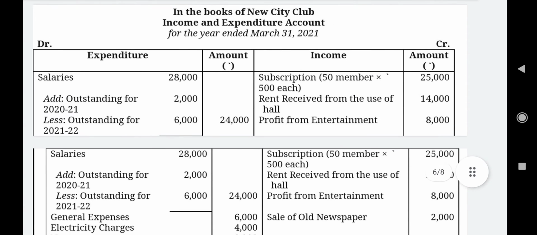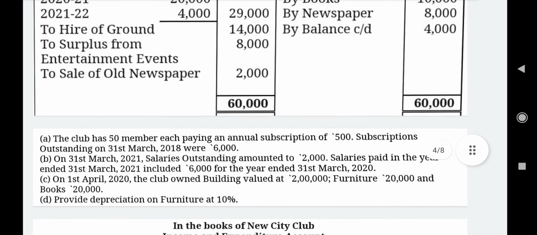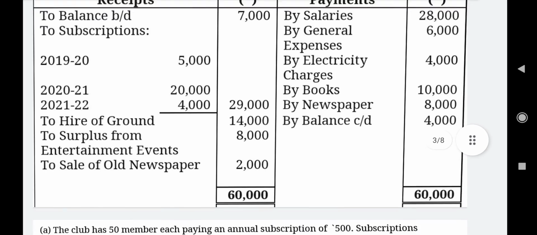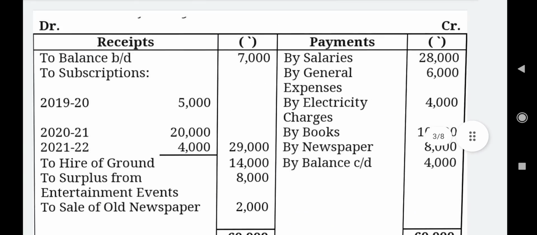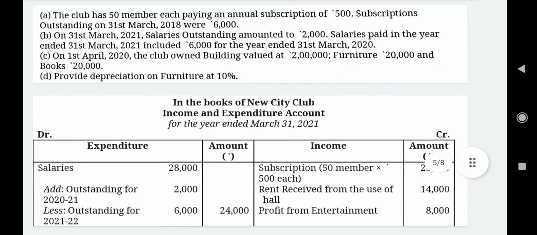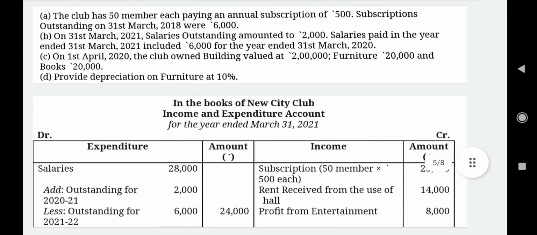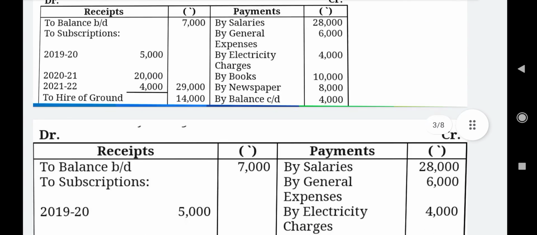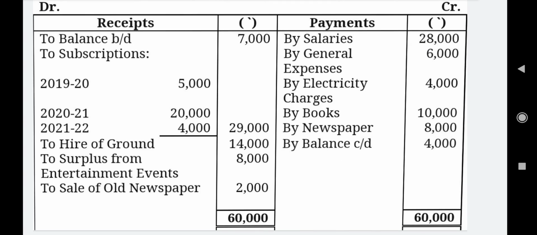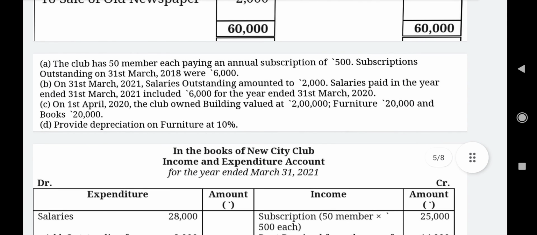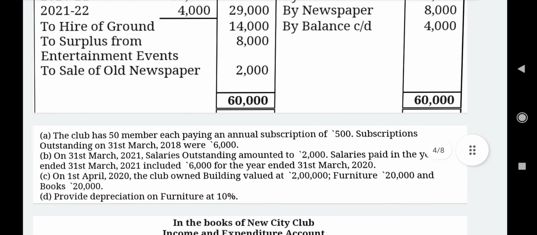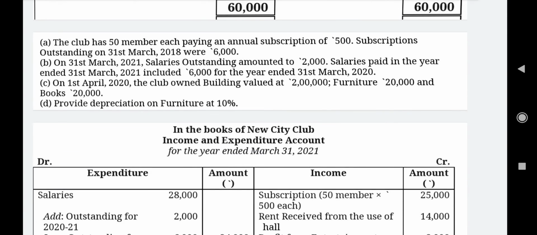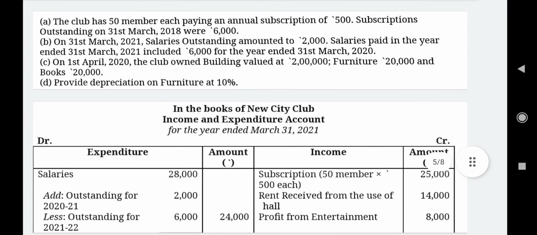Now come to the subscription on the receipt side. You will go with the income from subscription. How many members are there? 50, and what will they give you? 500 each. Then your total subscription will come to 25,000. Here what was received was 20,000, and you know very well the 6,000 is outstanding, and the remaining should be there. Then you simply go with 50 members at 500 each, so 25,000 will be the income.